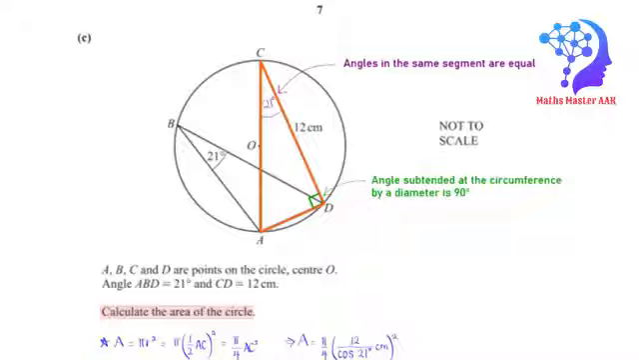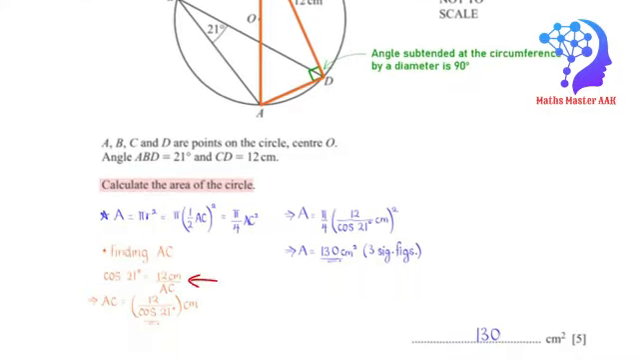When we look at the diagram, we can say that angle ABD and angle ACD are equal because angles in the same segment are equal. The other point is that an angle subtended at the circumference of a circle by a diameter is 90 degrees. And so triangle ACD is a right-angled triangle. So to find the length of AC, we can apply SOHCAHTOA. This gives us cosine of 21 degrees is equal to 12 centimeters divided by AC. When we make AC the subject, we have 12 over cosine of 21 degrees centimeters.